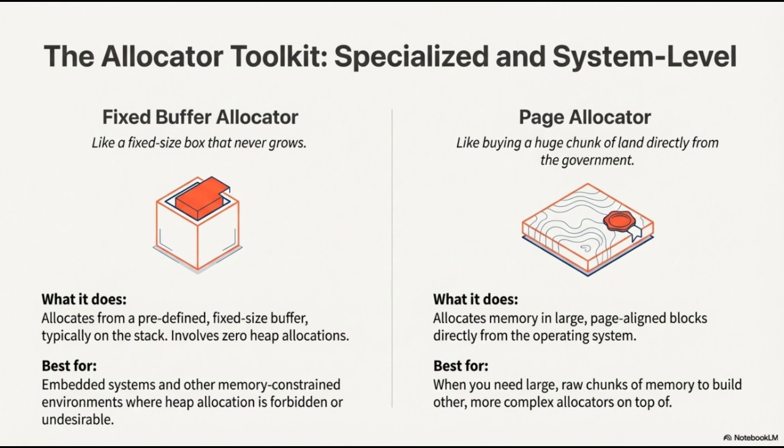Next, we have the page allocator, which is akin to buying a huge chunk of land directly from the government. It allocates memory in large, page-aligned blocks directly from the operating system. This is the ideal choice when you require large, raw chunks of memory to serve as a foundation for building other, more complex allocators on top of.